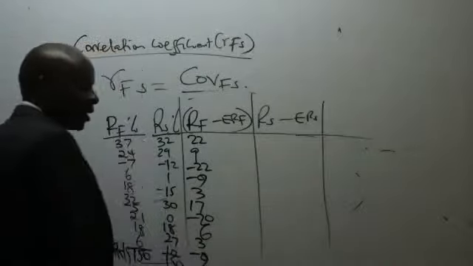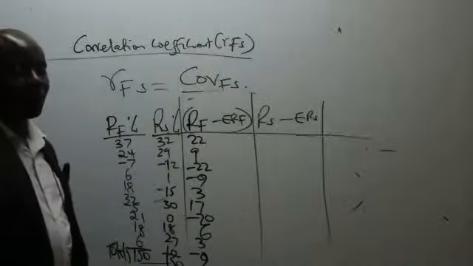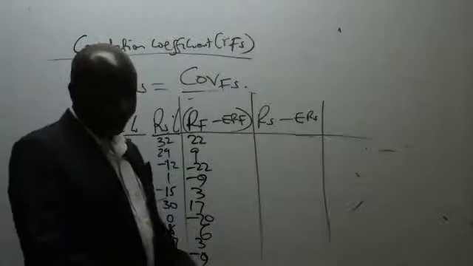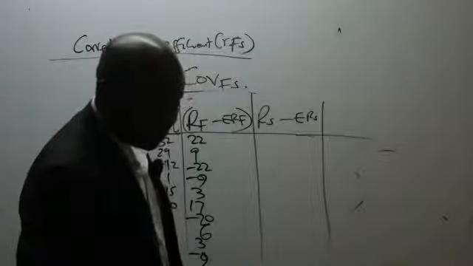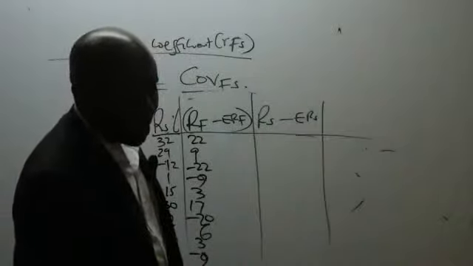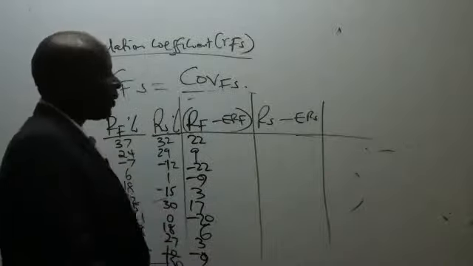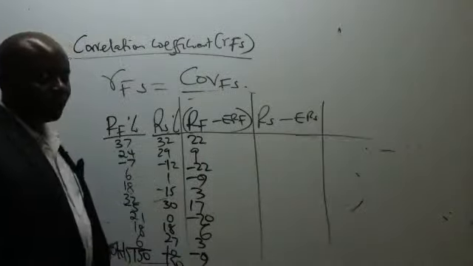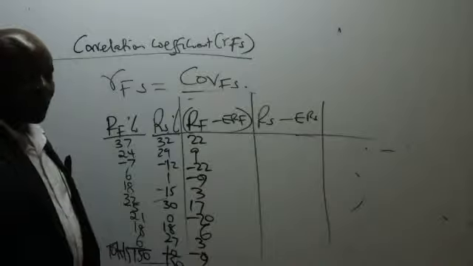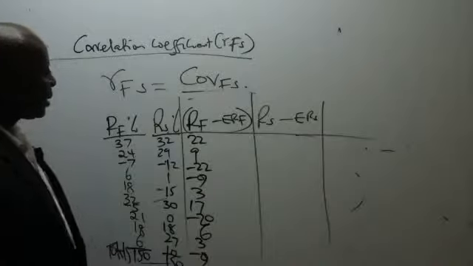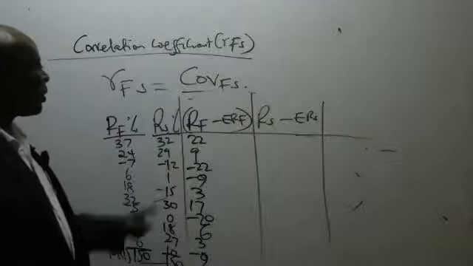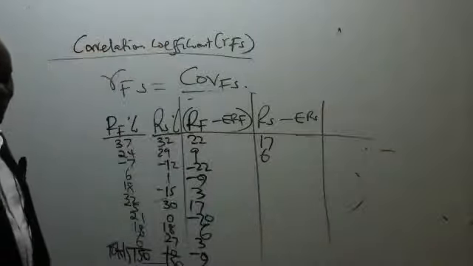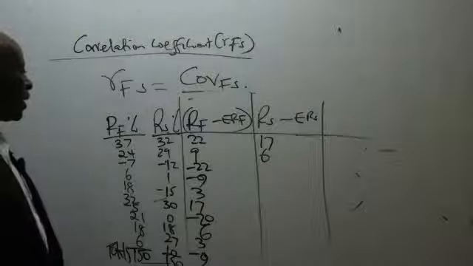So in the same breath, come and give me the deviations for S. Remember also, the expected return of S we got as 15. So the first one I'm being told is 6. Nope, let's start again. The first one is 32 minus 15, 17. Thank you very much.